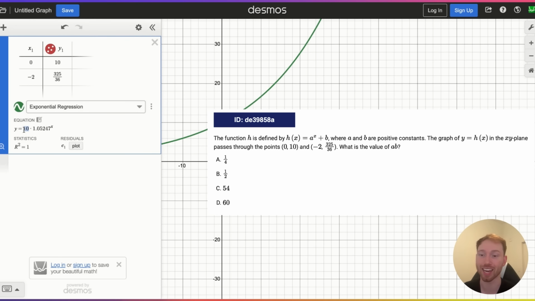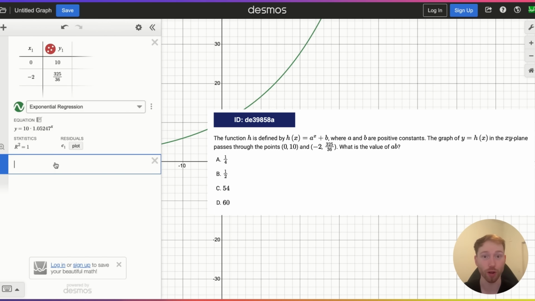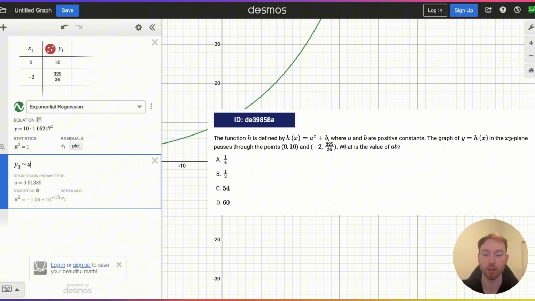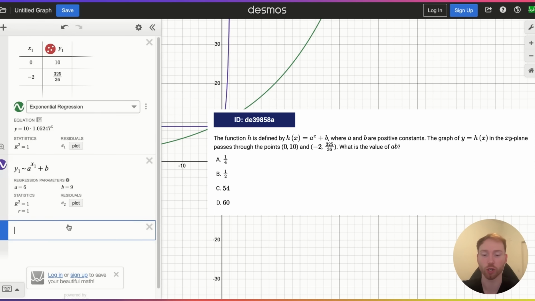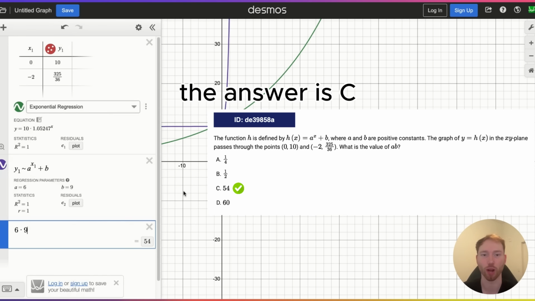We can see that this will be 10 times a number to the power of x. They're asking us what is a to the power of x plus b. This isn't what we're looking for. Don't worry, we're going to combine both of the ideas just taught. We're going to do y1 tilde equals a to the power of x1 plus b. So we're saying to Desmos, hey, you see that this function here is going to be equal to this function down here for all y and x values. Can you give me what a and b would be if this were the case? In this case, a would be 6, b would be 9. The question's asking us, what is a times b? So 6 times 9 is 54, and that's the correct answer for this question.